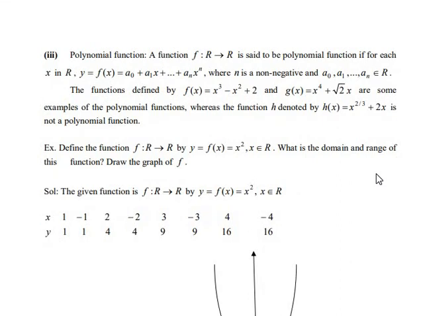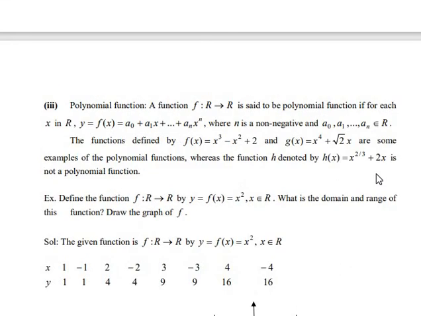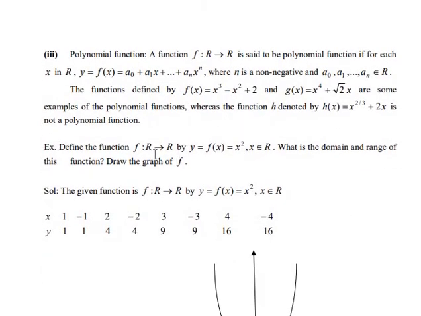Now let's do one example. Here it is given: define a function f from R to R by y equals f of x equals x squared, where x belongs to capital R. What is the domain and range of this function? And you have to draw the graph of f. Now the solution: the given function f from R to R by y equals f of x, which is equal to x squared, where x belongs to capital R.